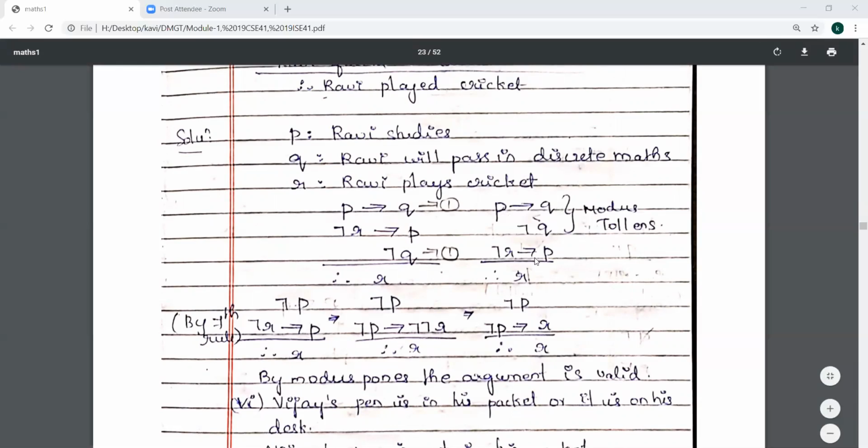Then the third one, negation R implies P, I am writing as it is. Next step, what I am going to do is, seventh rule I am going to apply for this statement. Negation P I am writing as it is. Then the seventh rule for this statement is, negation P implies negation R. So then double negation will become R only. So negation P implies R.